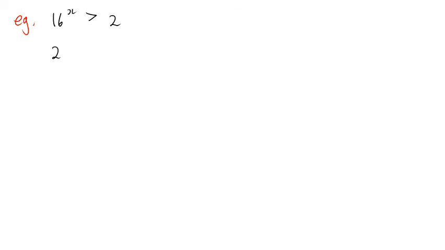2 to the 2, 4, 8, 16. 4. So that should be 4x. And what's 2 with a base of 2? 2 to the 1. So 4x greater than 1. Remember, if you multiply or divide by a negative number, the sign flips, otherwise it stays the same. So x is greater than 1/4.